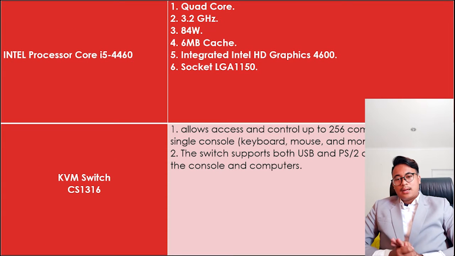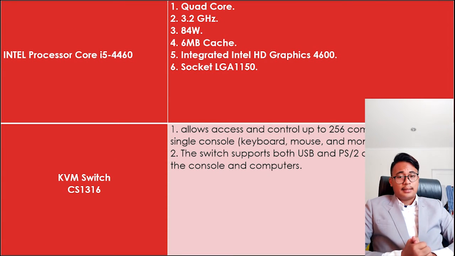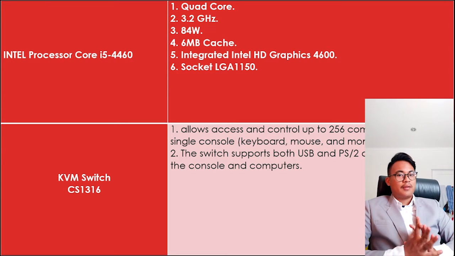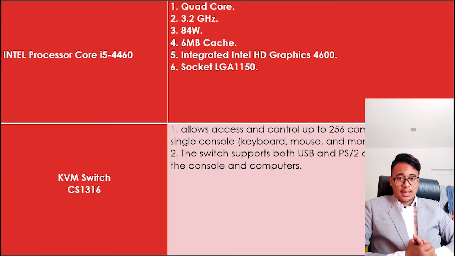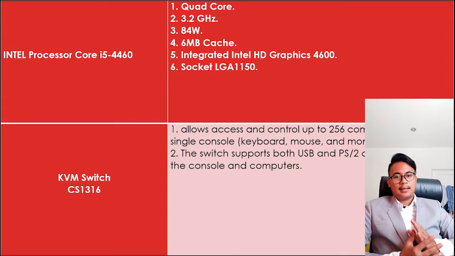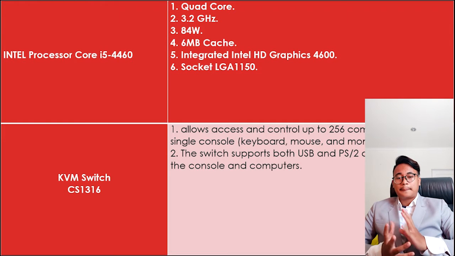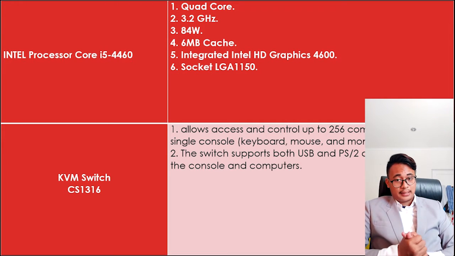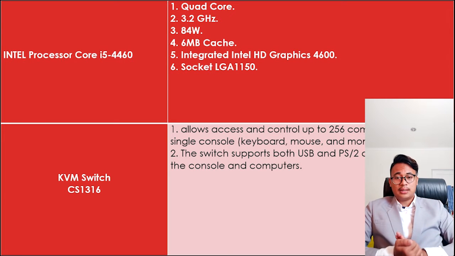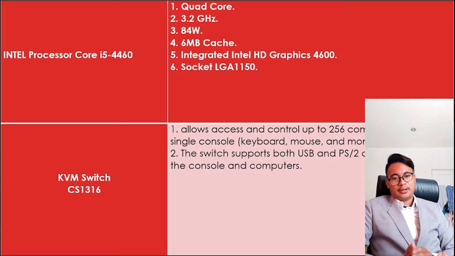Okay, for the next one, I'll be talking about the Intel Core i5. It has the specification of a quad-core, 3.2 GHz, 84 watts, 6 megabytes cache, and integrated Intel HD Graphics 4600, which is good, not as good as the Core i7, but it's still standard.